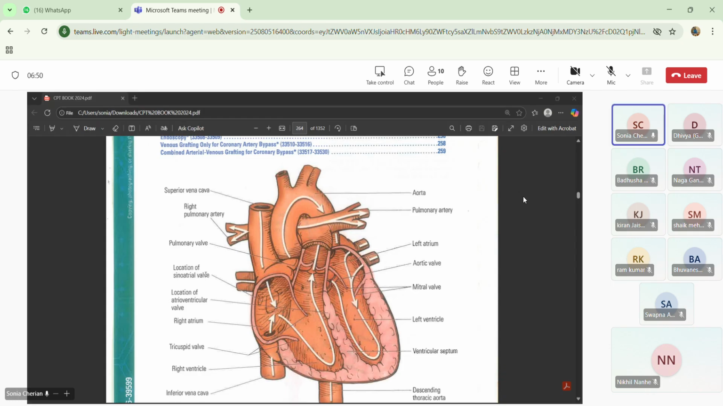So do you guys know about the electrical conduction of the heart? Name me some natural pacemakers of the heart. Anyone? Sangeeta, tell me. SA node? Okay, the natural pacemaker.